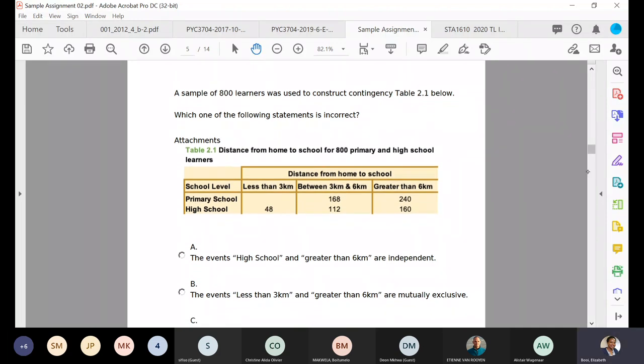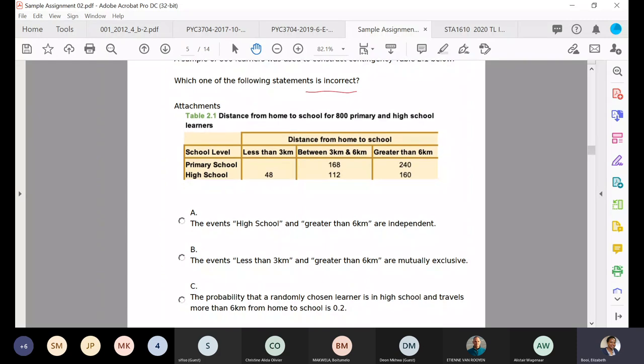So here we have a sample of 800 learners in the table. We need to find which one is incorrect. There are no totals, so before we even start looking at the questions, since we're dealing with probabilities and will probably have to calculate a probability at some point, there is also a missing value there. So we need to complete that table.